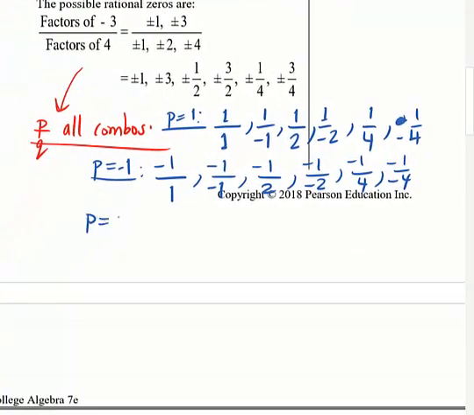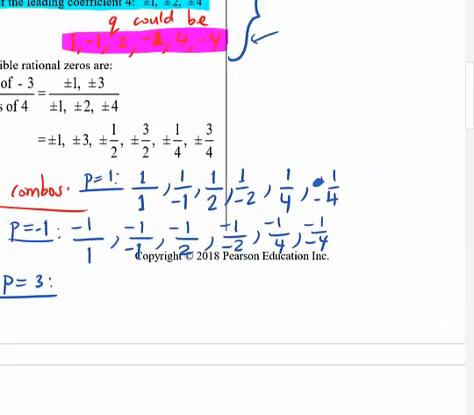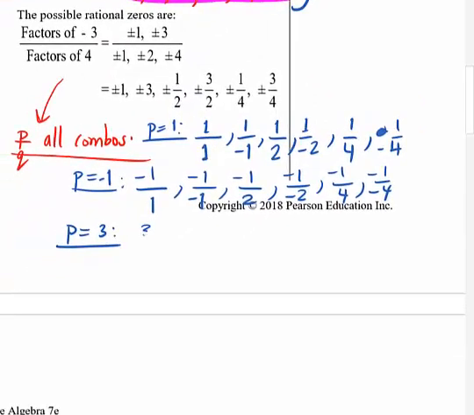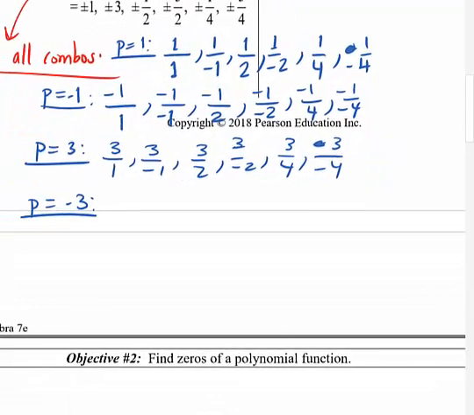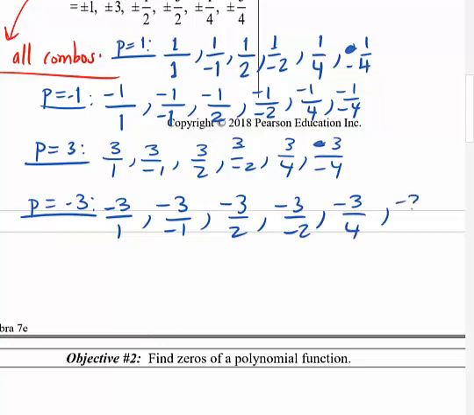P could also be 3. What do we get when p is 3? 3 over 1, because that's a possible value of q. 3 over -1, 3 over 2, 3 over -2, 3 over 4, and 3 over -4. And then lastly, p could be -3, and I'm going to let q range over those same numbers in the denominator. -3 over 1, -3 over -1, -3 over 2, -3 over -2, -3 over 4, -3 over -4.